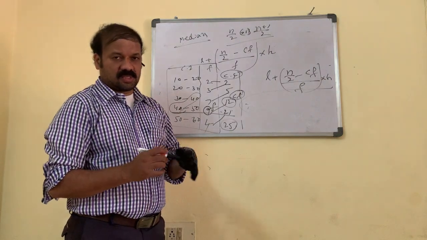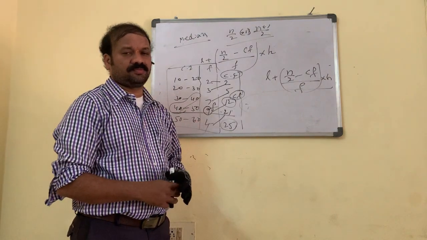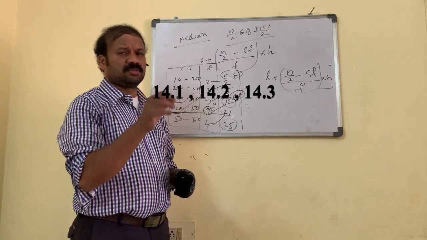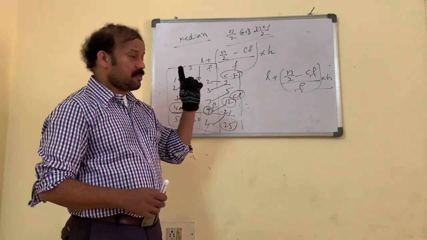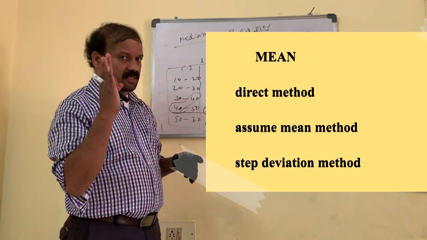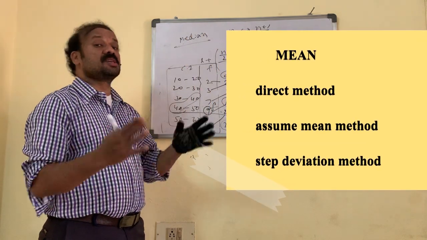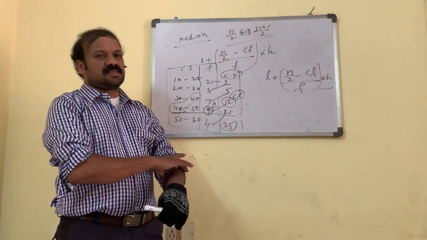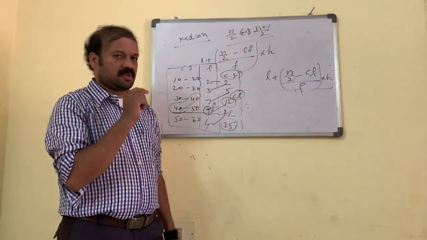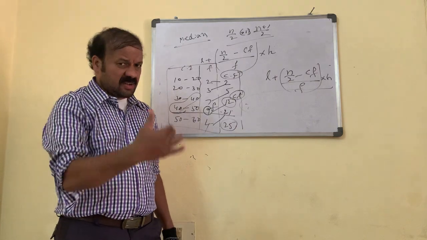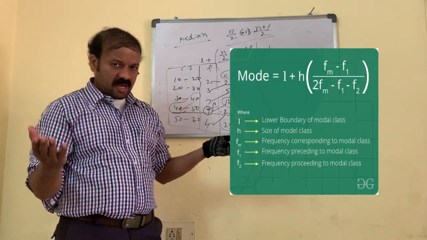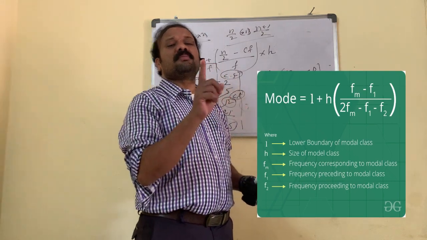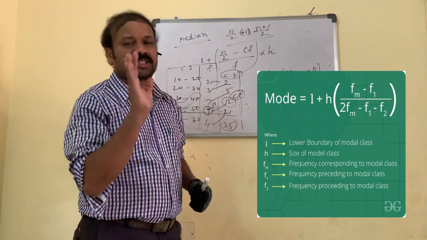So how to find this, there are 3 topics in the 10th class: 14.1, 14.2, 14.3. 14.1 is the mean. There are 3 methods: direct method, assumed mean method, step deviation method. The second one is mode. There are 2 boxes only, class interval and frequency. The formula is L plus F1 minus F0 by 2F1 minus F0 minus F2 into H.